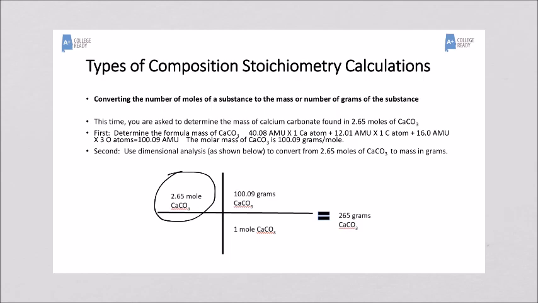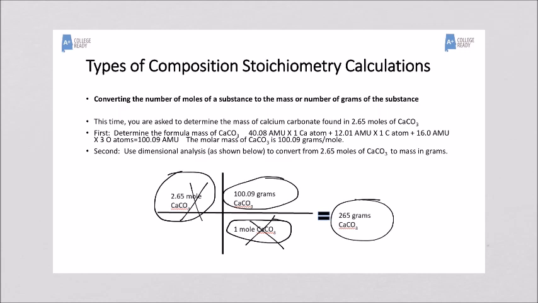But notice this time, on the right side of our chart, we put the mole portion of that conversion factor on the bottom. We put the gram portion of that conversion factor on the top. We did that so that the moles here will cancel with the moles here. Now we multiply across the top. We don't have anything to divide by on the bottom. So when we multiply this out, we end up with 265 grams of calcium carbonate. That is the mass of 2.65 moles of calcium carbonate.